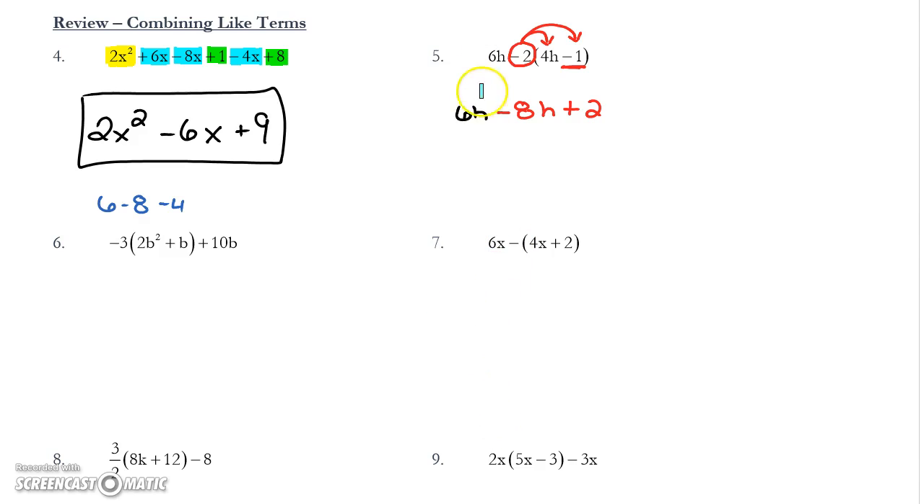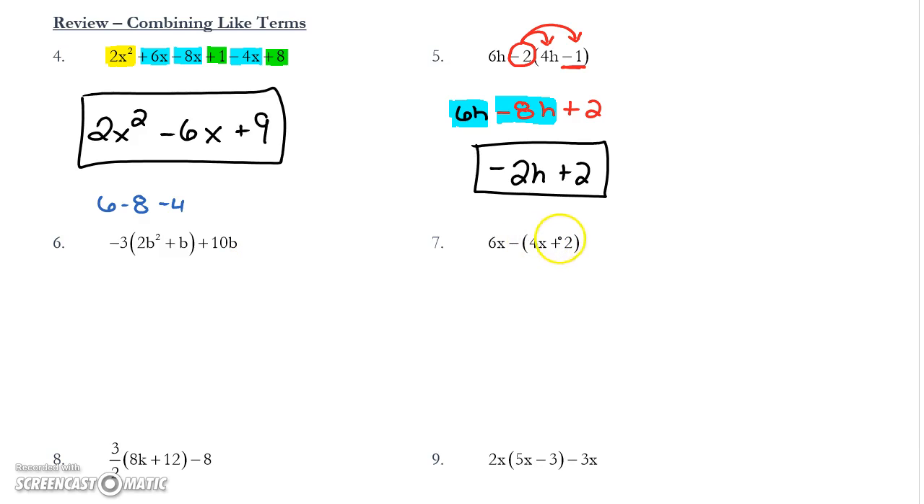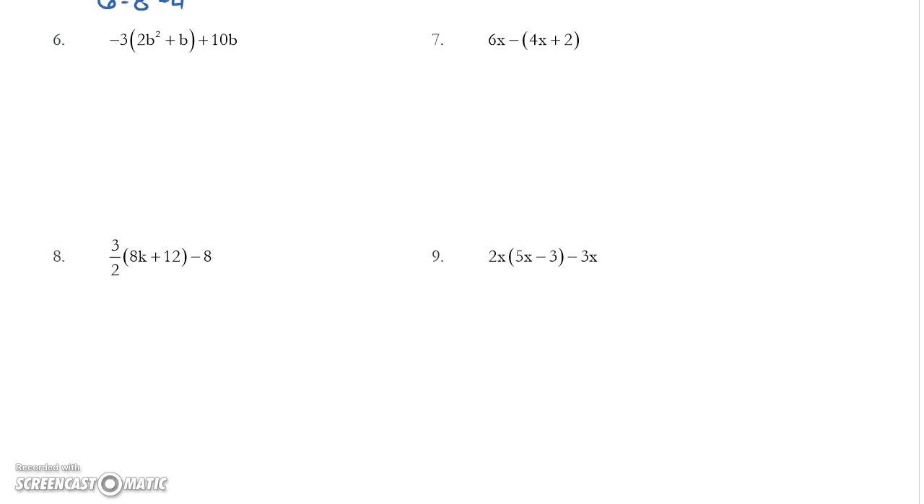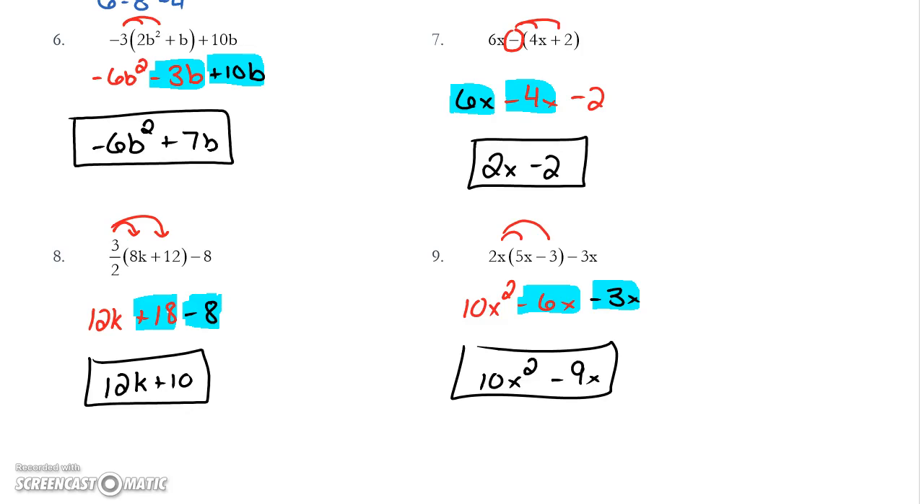Identifying our like terms here of 6h and minus 8h, I combine those to get a negative 2h plus 2. So the key in those problems, or any problem here where we see that we have parentheses, is to distribute first. Go ahead and finish the front page, come back and check your answers. So press pause now. Go ahead and check your answers.